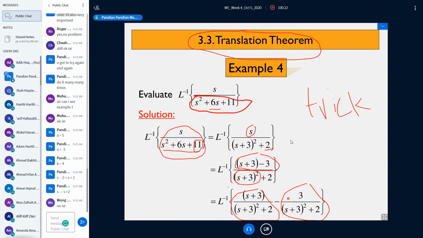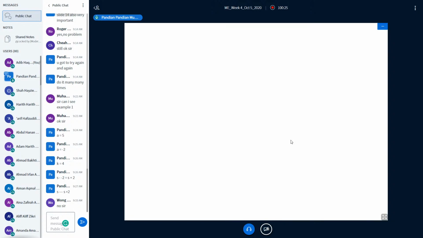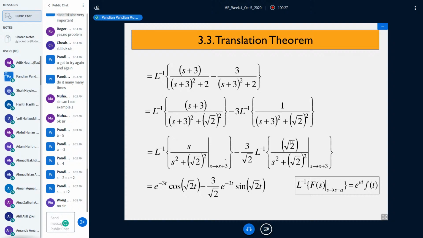Now, if you follow this one, what is next? You see this slide? Inverse Laplace of s plus 3 divided by s plus 3 squared plus 2. These two you can write as root 2 squared. This is matching. And this one, 3 outside, put here, and then 1 over s plus 3 squared plus, these two, write root 2 squared. Matching now.